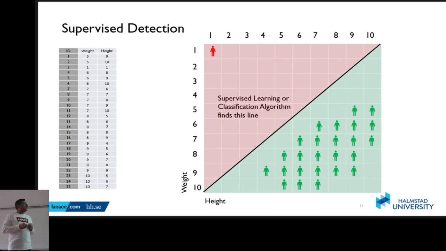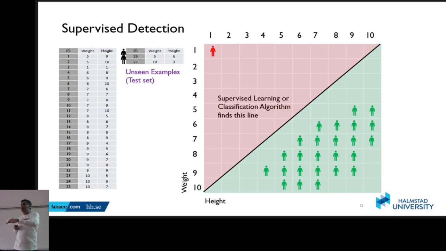Supervised machine learning. Now, for unseen examples, let's say you have two examples. We measure the weight and height, and then based on their measures, we put them in this space. So this guy is located in the red part, so it becomes abnormal. This guy goes to the left, right bottom, so it becomes normal. This is supervised learning, okay? And it is applied to anomaly detection.